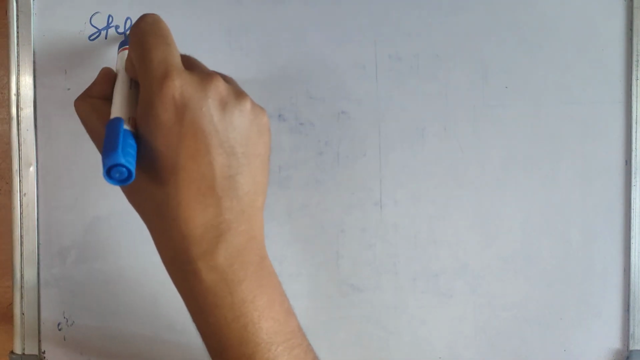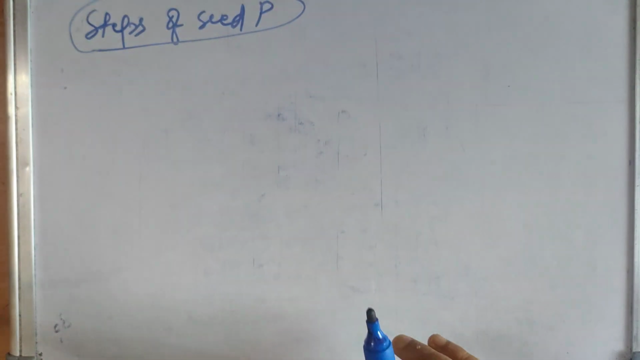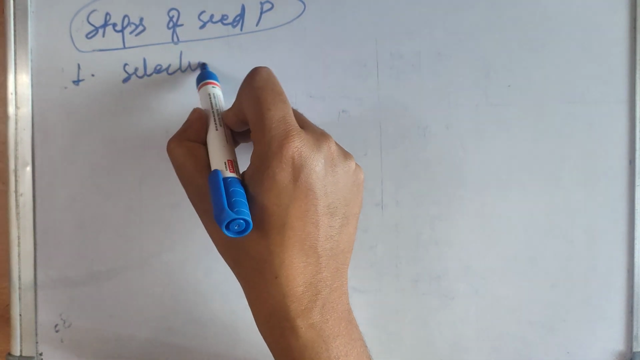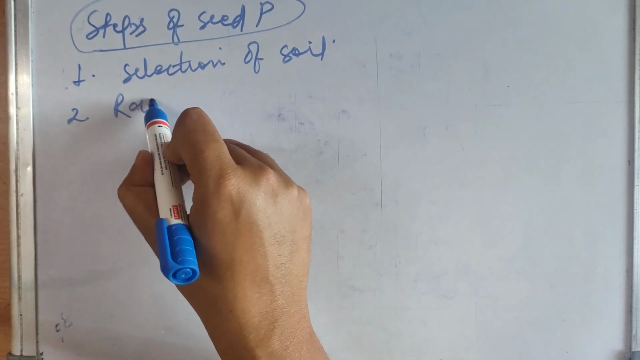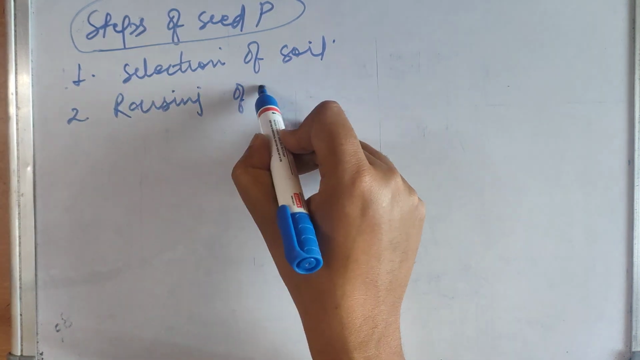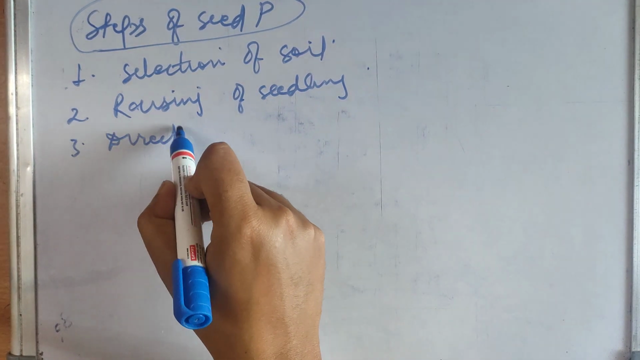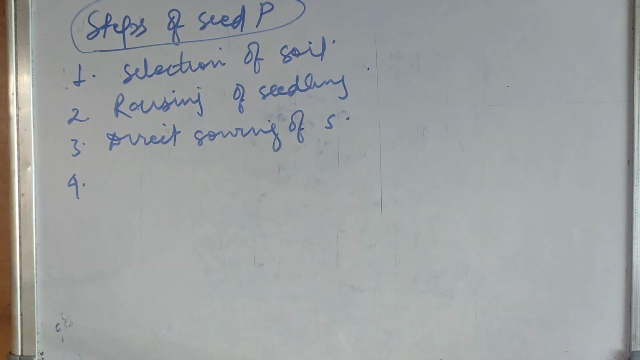Now moving on to the next topic of this session, that is techniques or the steps of seed production. How is seed produced? First of all, we select soil. Selection of soil. Secondly, we raise seedlings. Raising of seedlings. Then direct sowing of seeds. Then preparation of land and transplanting of seedling.